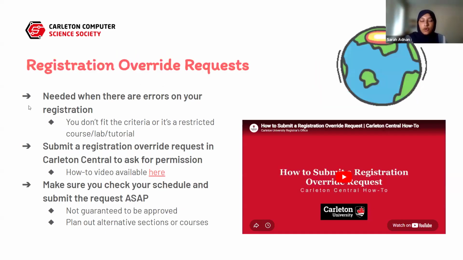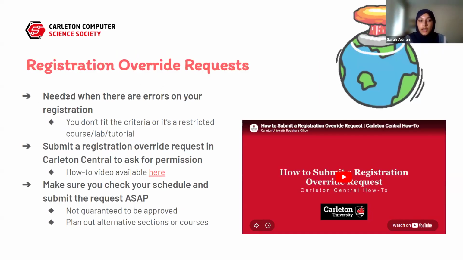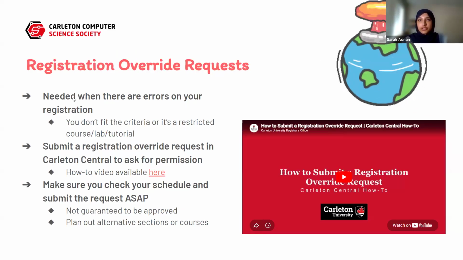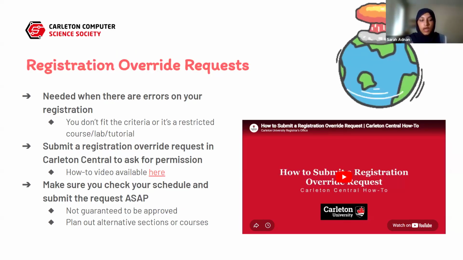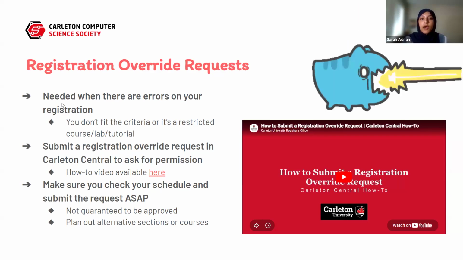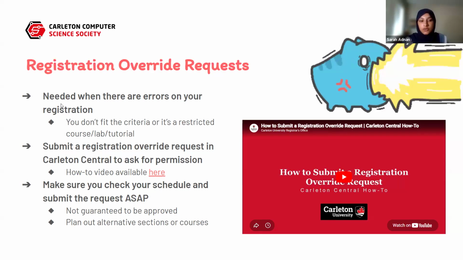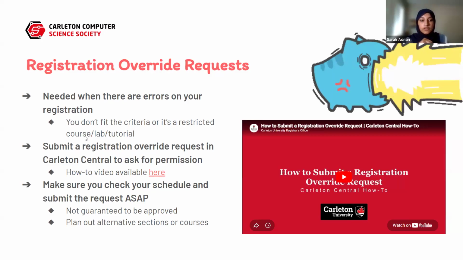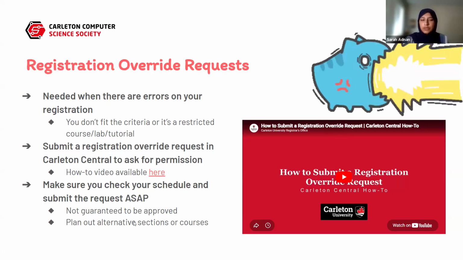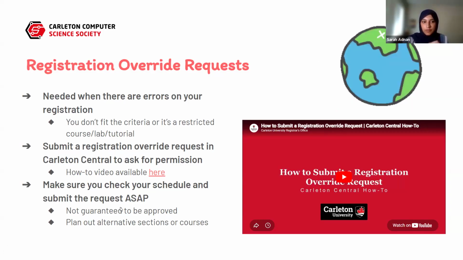There are also registration override requests. These are needed when there are errors on your registration for when you don't fit the criteria or it's restricted by a course or elaborate tutorial. You can submit a registration override request in Carleton Central. We'll have a video posted on a quick guided tutorial on how to do that. But it's important to make sure that you check your schedule and submit the request as soon as possible because it's not guaranteed to be approved. So you should plan out alternate sections or courses.